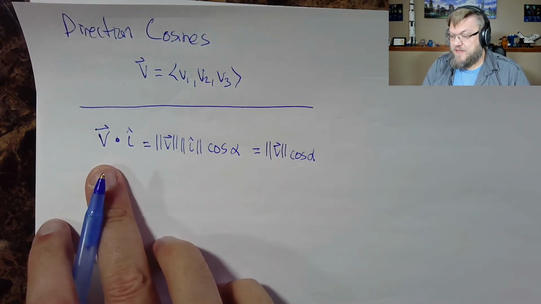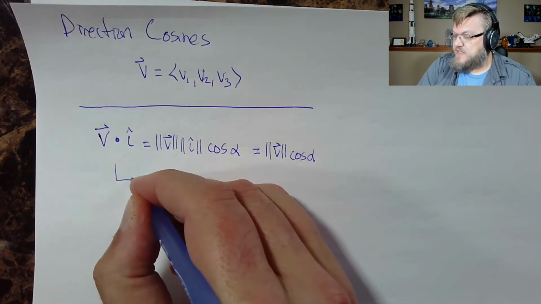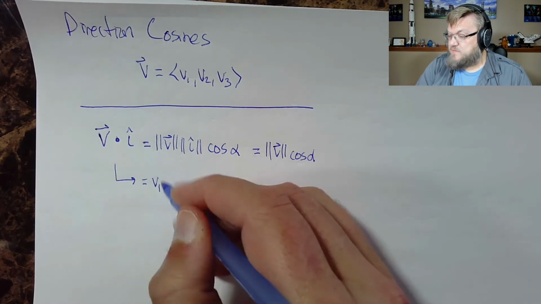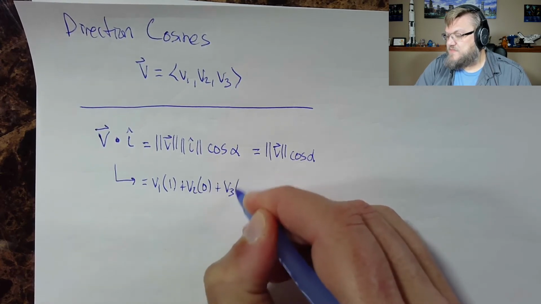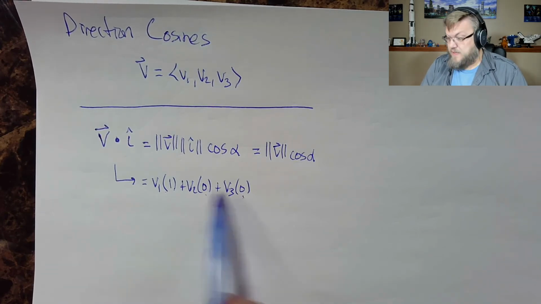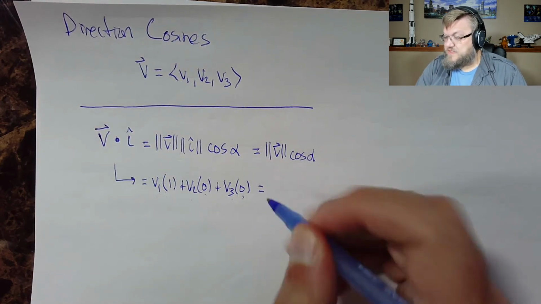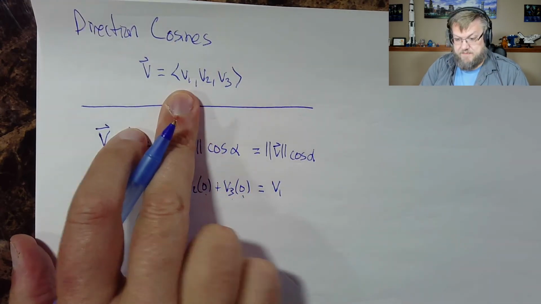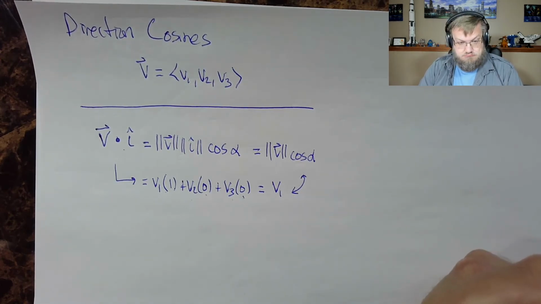But I can also calculate v dot i using our original definition. Would you agree that this also equals v1 times 1 plus v2 times 0 plus v3 times 0, right? Because i's components are 1, 0, 0, and v's components are v1, v2, v3. So that means, when all is said and done, v dot i is also just equal to v1 straight up, the first component of v. That means these two things have to be the same thing, right?